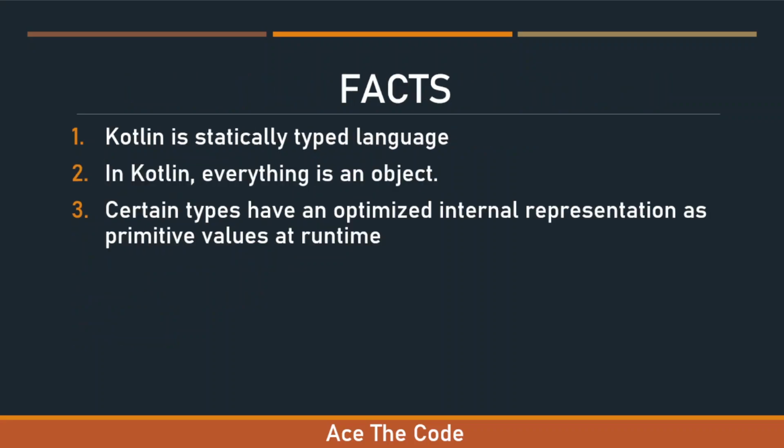Apart from this, there are some important facts about Kotlin data types. The first important fact is that Kotlin is a statically typed language. It means that at compile time, the compiler knows the data type of each and every variable.